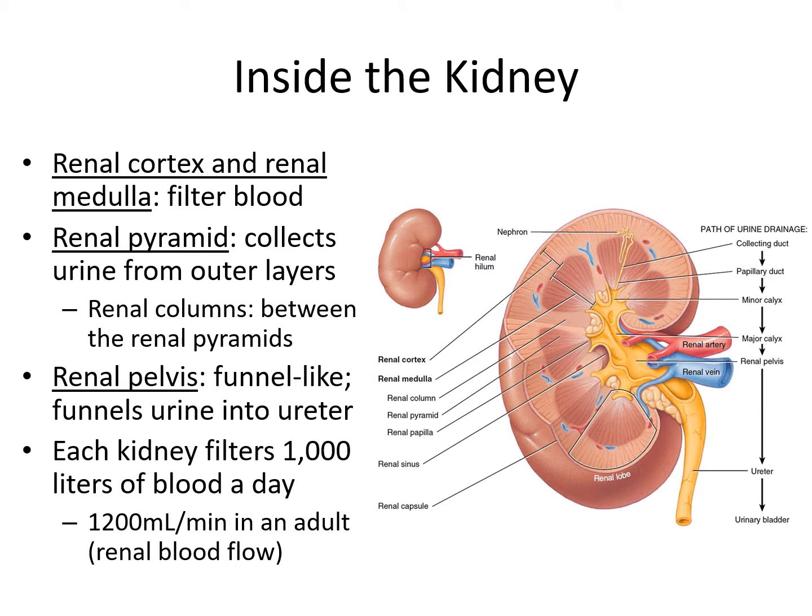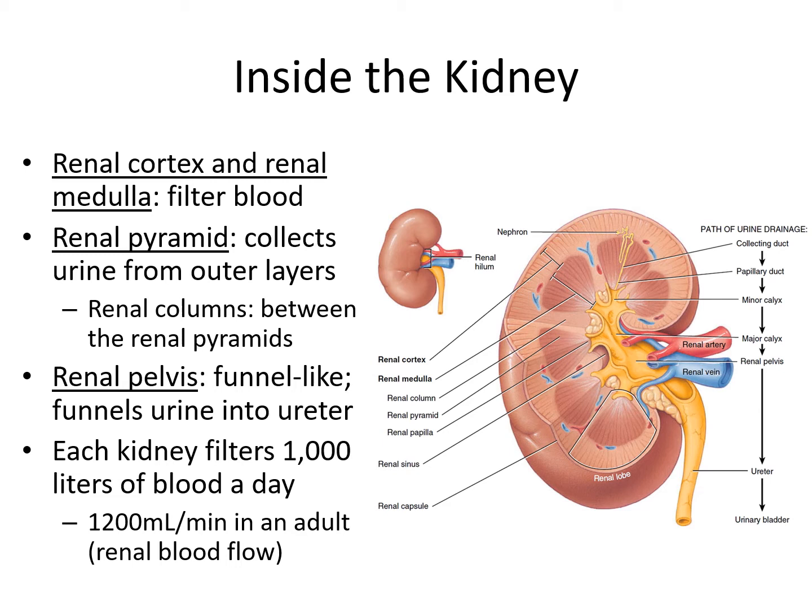The renal pyramid is going to be what collects urine from the outer layers of the kidney, and then you also have renal columns, which are going to be in between the renal pyramids, and you can see these labeled out over here on our little kidney here.